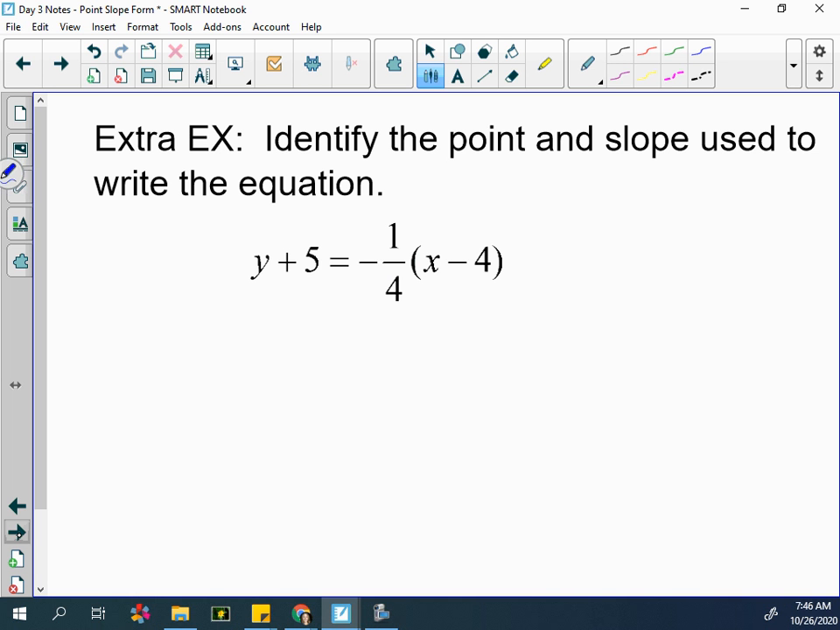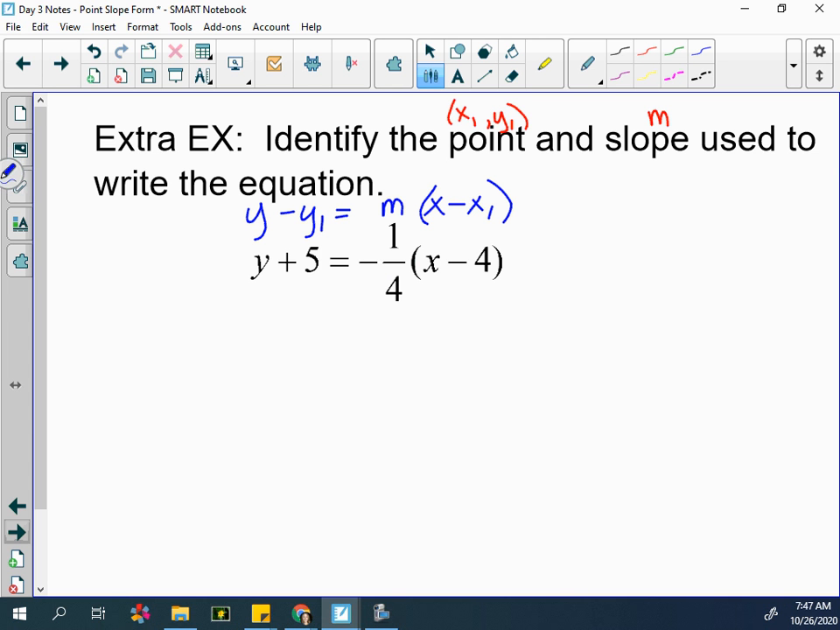So let's do an identification here. Identify the point and the slope used to write the following equation. For the point, you're thinking x1, comma, y1, and m should come to mind when you see the word slope. If it helps you to write the formula right above it, go ahead and do that. Y minus y1 equals m times x minus x1.